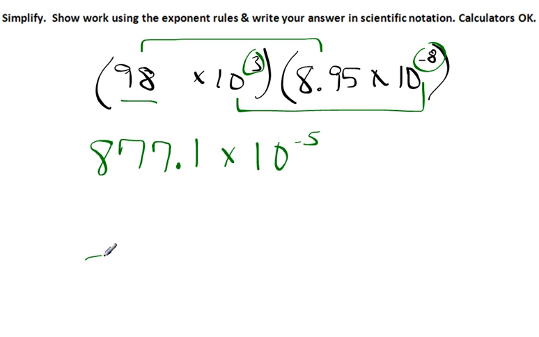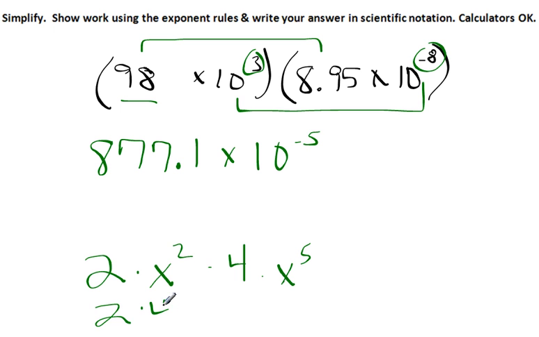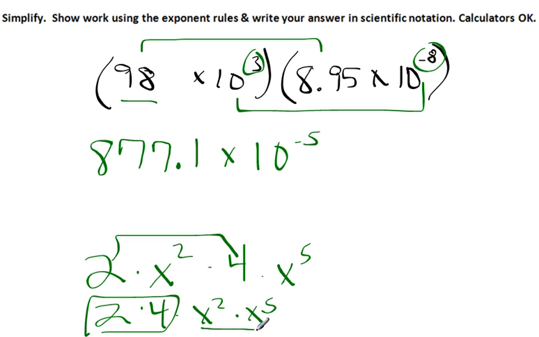Okay, it's kind of like saying 2 times x squared times 4 times x to the fifth. I'm rearranging it. 2 times 4 times x squared times x to the fifth. I'm just rearranging stuff and putting them next to each other. So I can make that together and make that together. That's all I'm doing up here. I'm putting these two next to each other and those two next to each other.